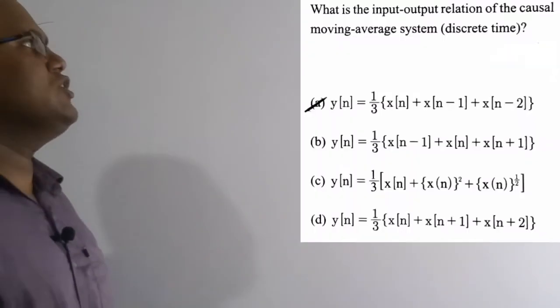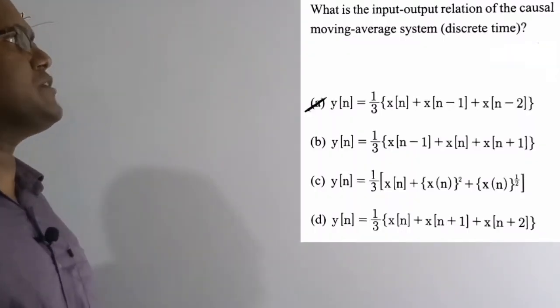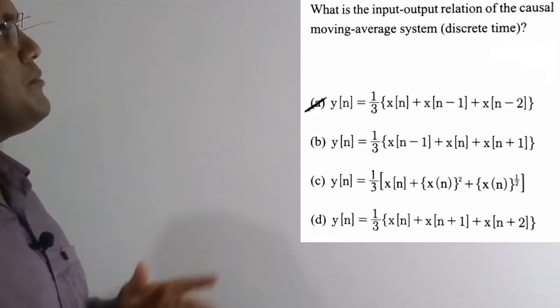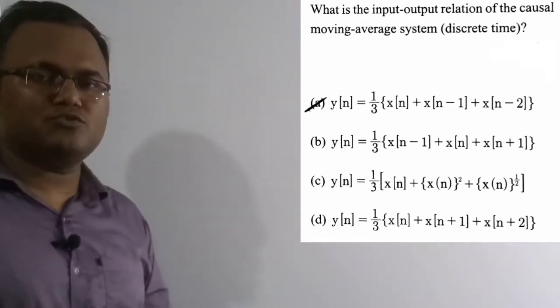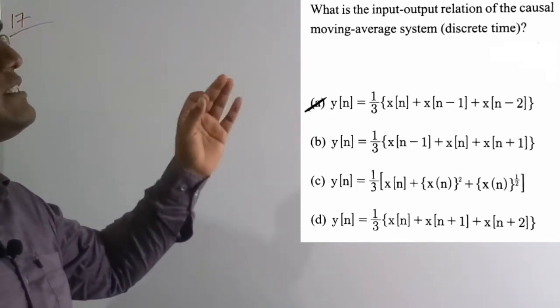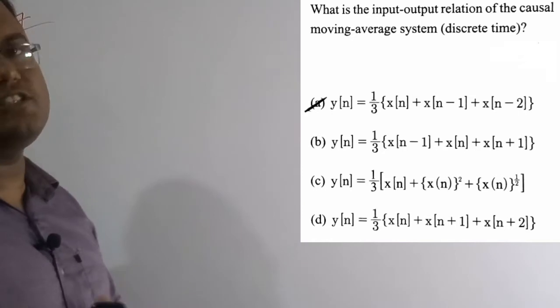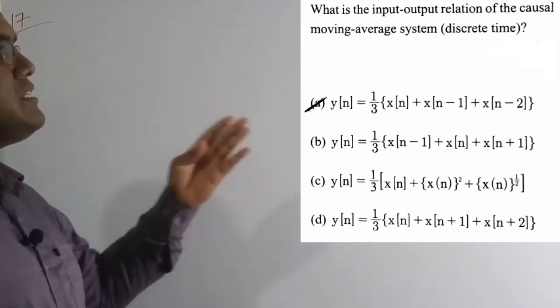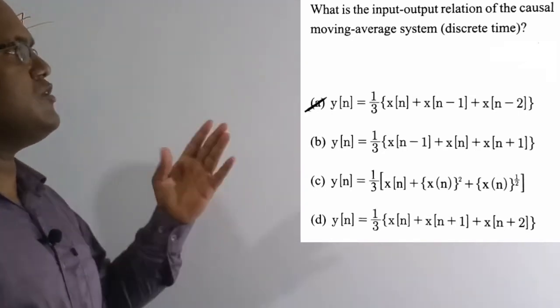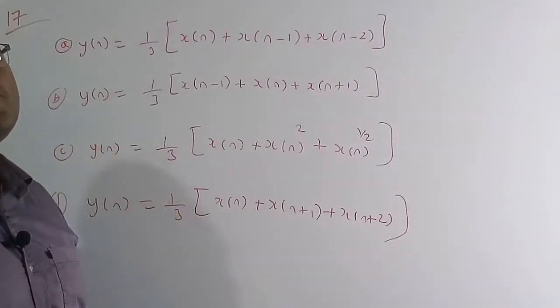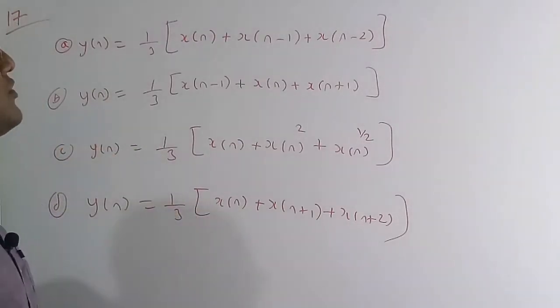See the question here. What is the input-output relation of the causal moving average system? Option A is the correct solution of this question. So let's solve this numerical. From these options we need to check what is the input-output relation of the causal moving average system for a discrete time system.